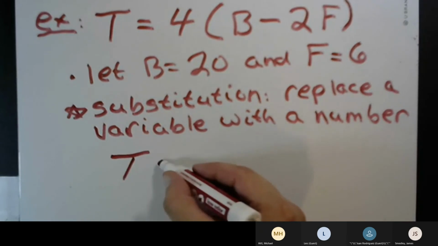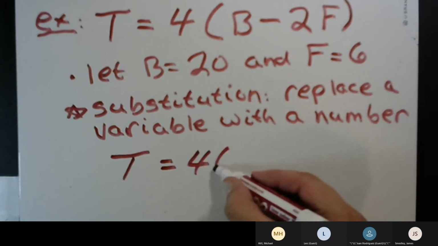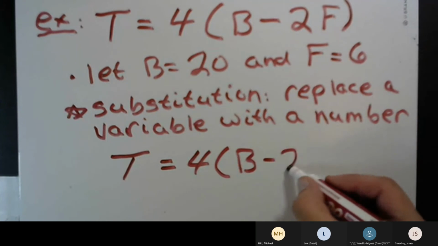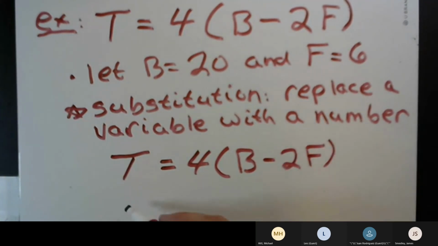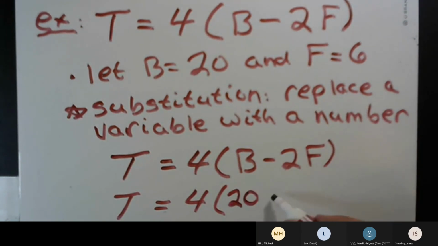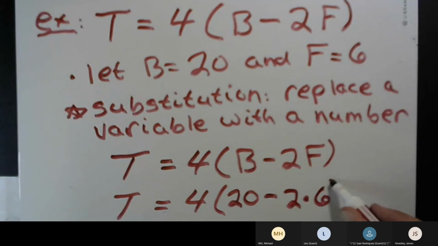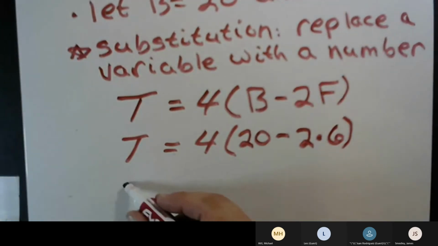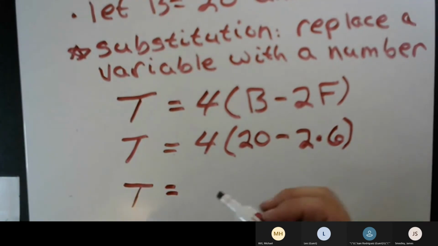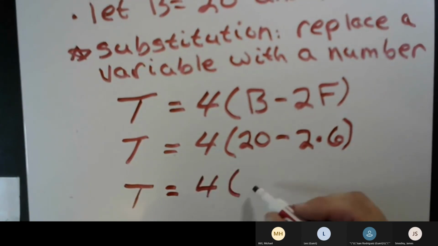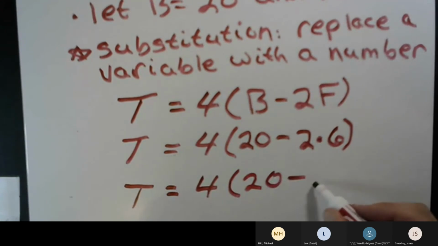So we have our equation. And now we do the substitution. We have 4 times, B was chosen to be 20, and remember, a number next to a variable means multiplication. So this is 2 times 6. So you have T equals 4 times 20 minus 12.